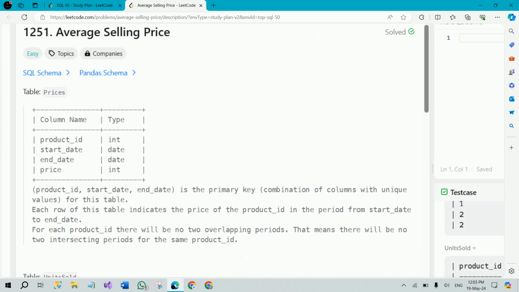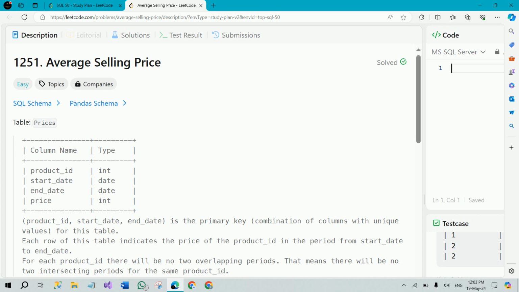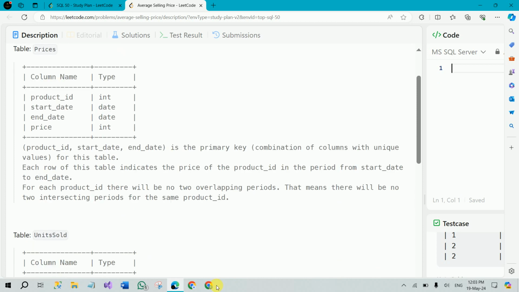So today is our day 16 of doing 50 SQL problems on Leetcode, and today's problem is about average selling price. We have to calculate the average selling price of the products which are sold on a specific date.